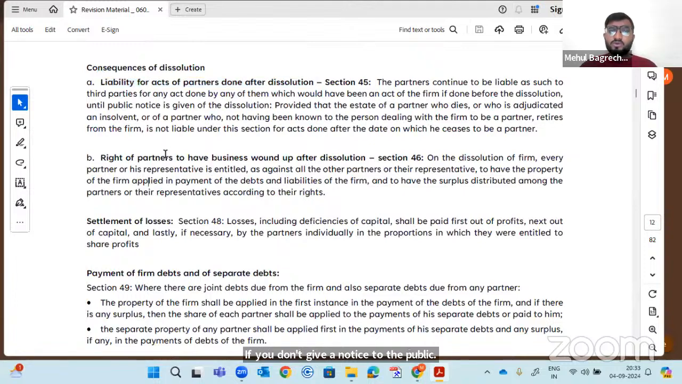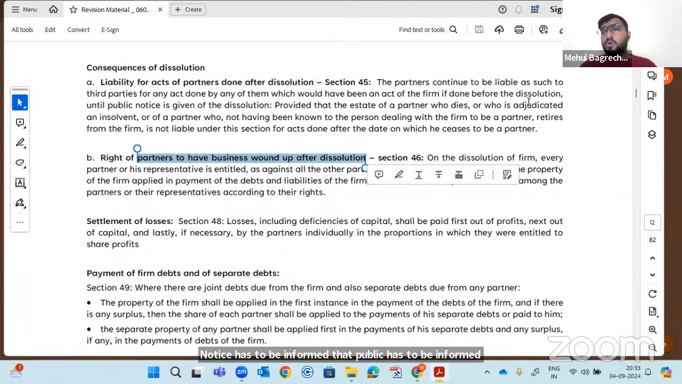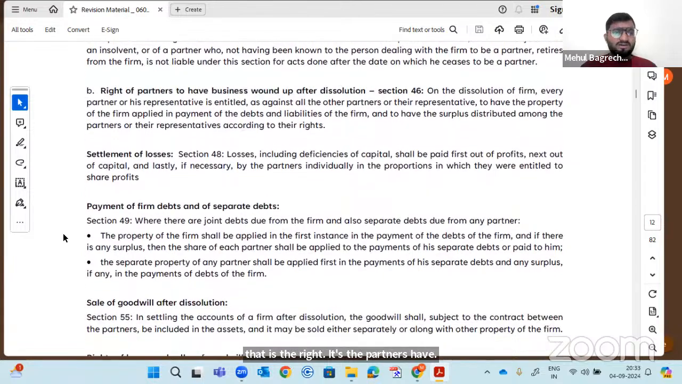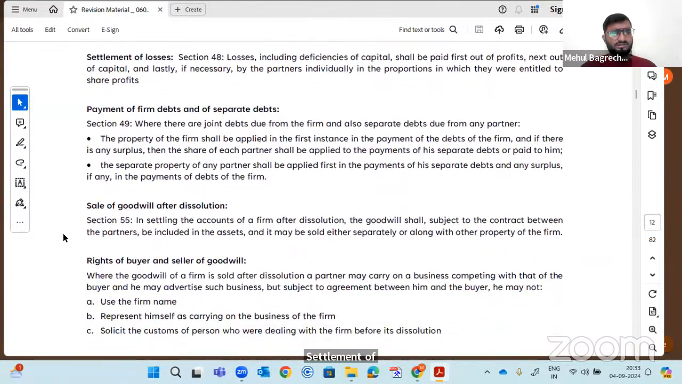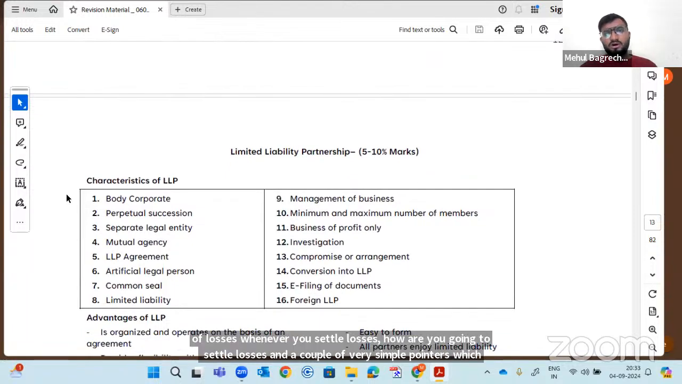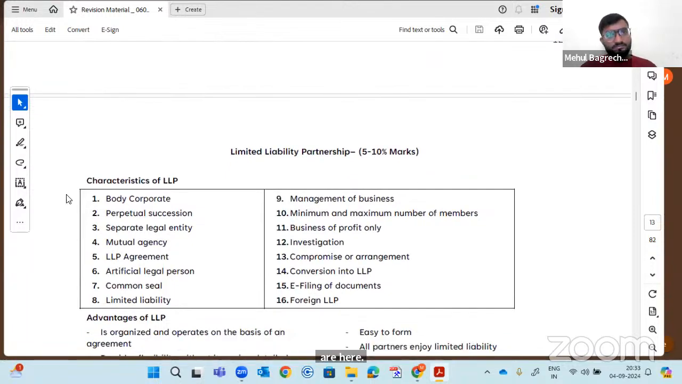Rights of the partners to have the business wound up after dissolution. Once the dissolution is carried out, the entire partnership can be wound up, the entire business can be wound up, and it is the right which the partners have. Settlement of losses. Whenever you settle losses, how are you going to settle losses? And a couple of very simple pointers which are here. All right. Now, that is about your whole discussion on partnership.